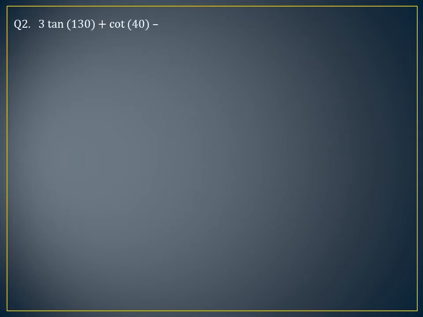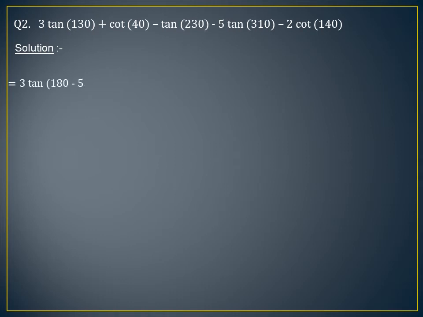The next question we are going to solve is 3 tan 130 plus cot 40 minus tan 230 minus 5 tan 310 minus 2 cot 140. The nearest standard angle to 130 is 180 degrees, so we can write tan 130 as tan of 180 minus 50. Similarly, cot 40 we can write as plus cot of 90 minus 50. Then 230 will be minus tan of 180 plus 50, minus 5 tan of 360 minus 50, and minus 2 cot of 90 plus 50.